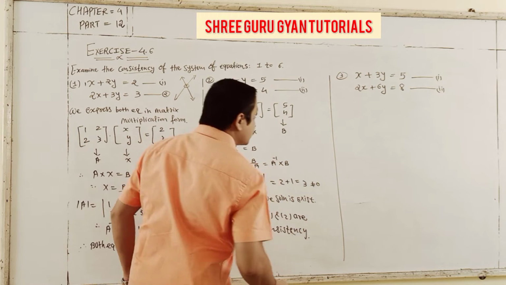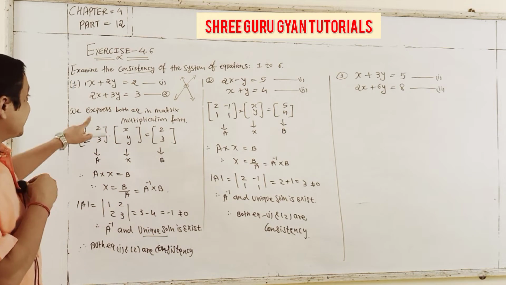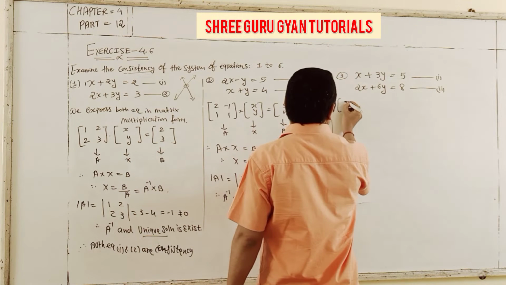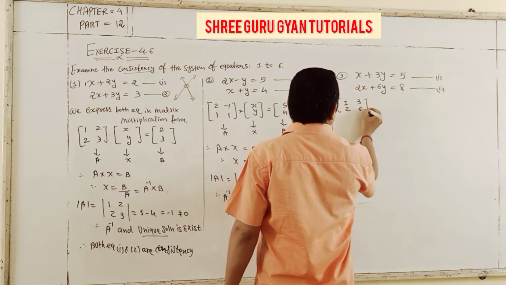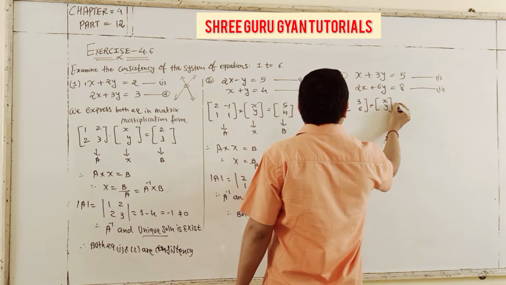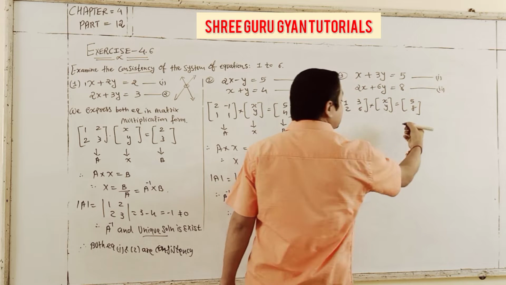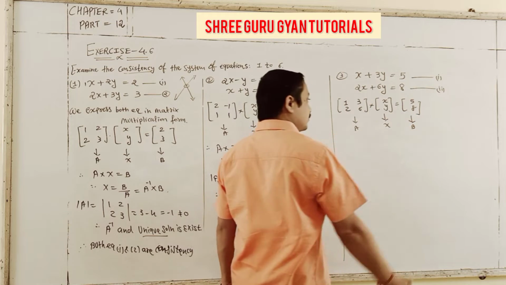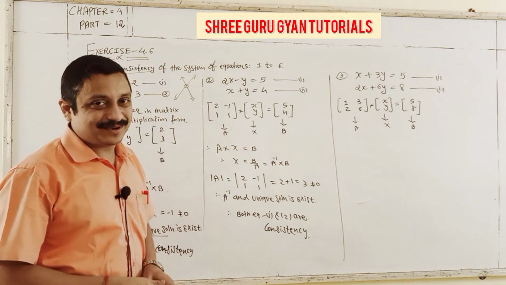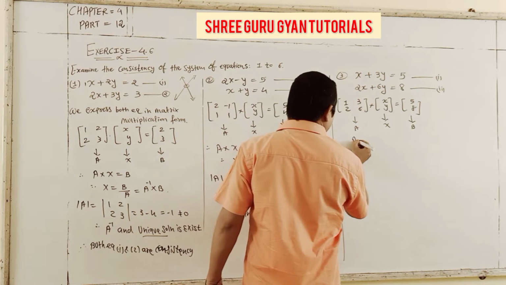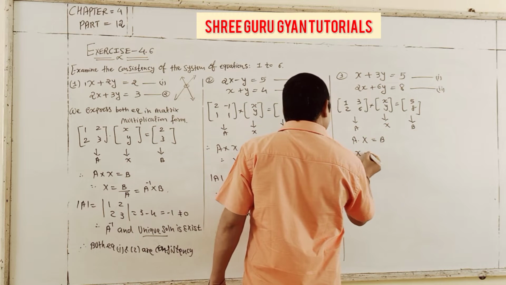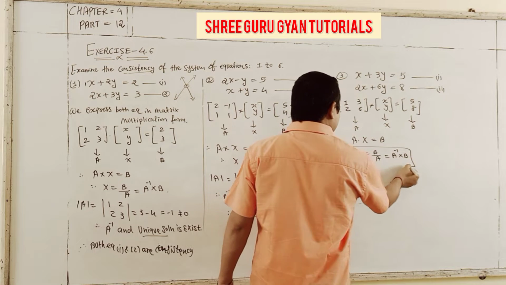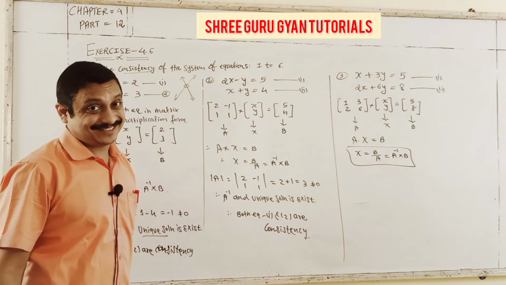Now going to the third one, the same statement. We express both equations in matrix multiplication form. Here 1 2, 3 6, x and y, equal to 5 8. That becomes A, X and B. In simple form, our answer is A into X is equal to B, so X becomes A inverse into B.